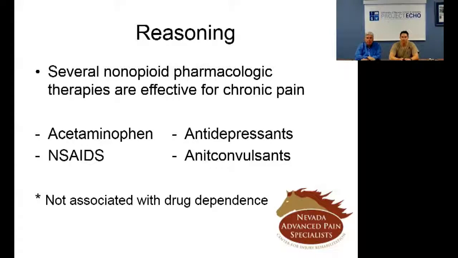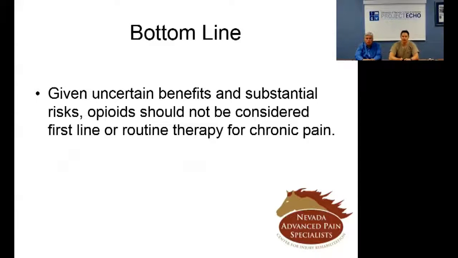The CDC also reasoned that several non-opioid pharmacological therapies are effective for chronic pain, and we've already listed these: acetaminophen, NSAIDs, antidepressants, and anticonvulsants. What they pointed out is that these drugs are not associated with any drug dependence, not leaving your patient at risk for an opioid-dependent disorder. So bottom line, given the uncertain benefits and substantial risks, opioids should not be considered first-line or routine therapy for chronic pain. Anybody have questions on this first recommendation?